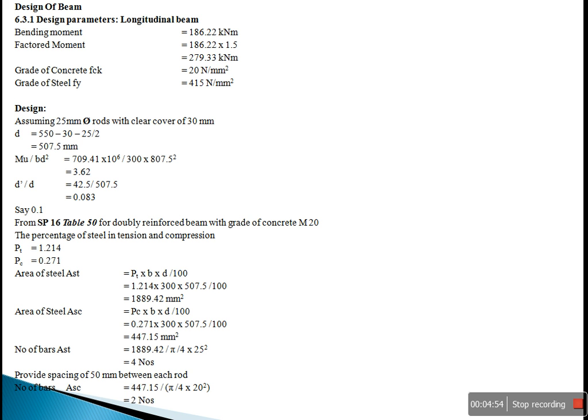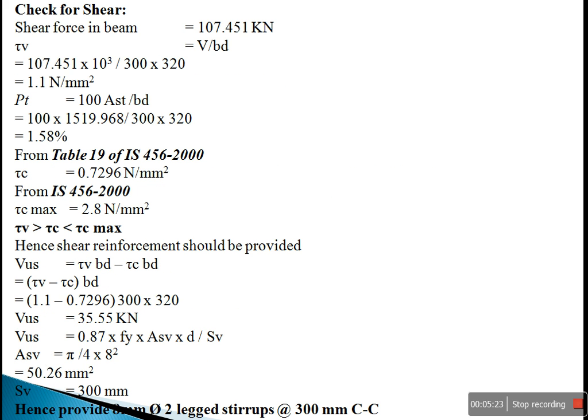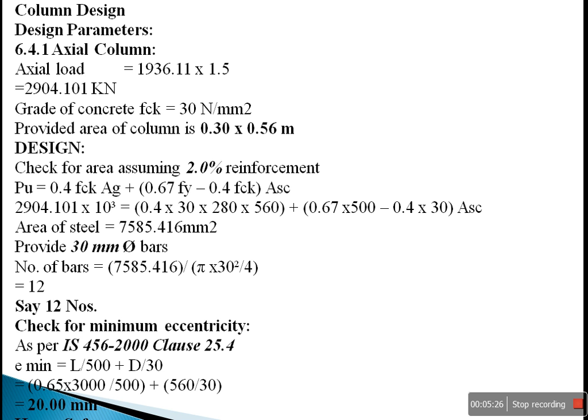Design of beam. Design parameters for longitudinal beam. Bending moment is calculated from the Staad diagram, and assuming the design as per the codal provisions SP16 and IS 456. Number of bars is calculated as 2 numbers for the distribution reinforcement, and for the main reinforcement 4 numbers. From table 19 of IS 456 2000, tau c equal to 0.67 Newton per mm square. Hence, we are providing spacing of vertical stirrups equal to 160 mm, which is less than 300 mm. Transverse beam bending moment is calculated from the Staad diagram. Assuming the same as for the longitudinal beam, the same calculation is provided.